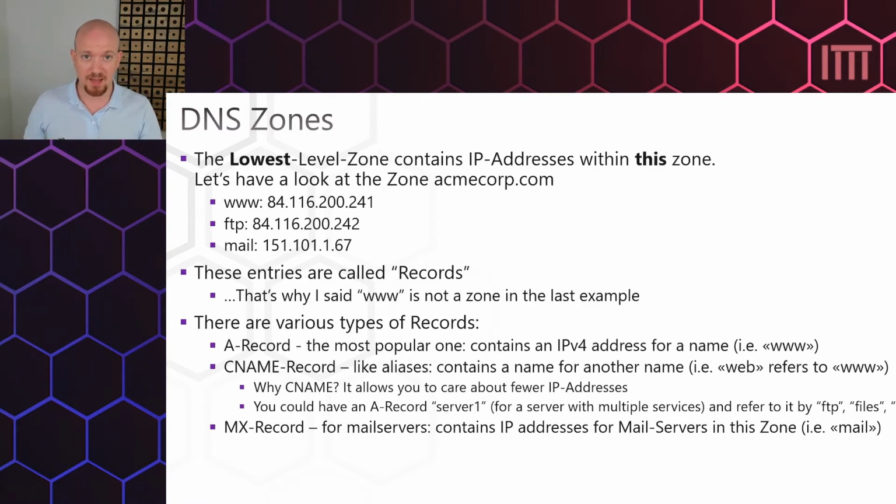Then there's the MX record, which is used for mail servers. It contains IP addresses for mail servers in a zone. Usually they're called something like mail, so mail.acmecorp.com.